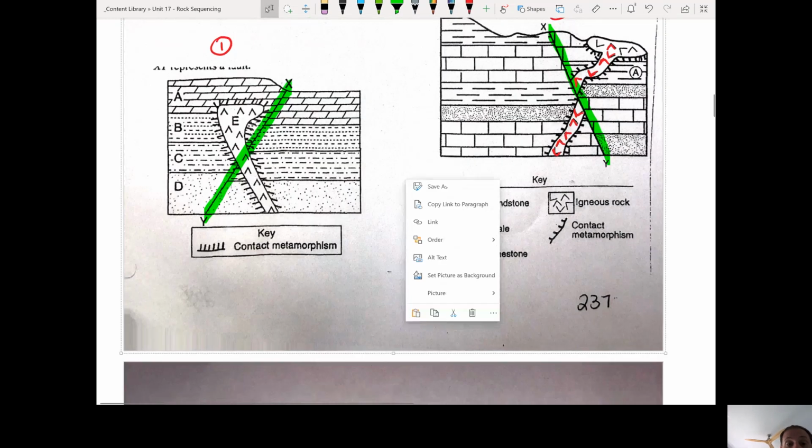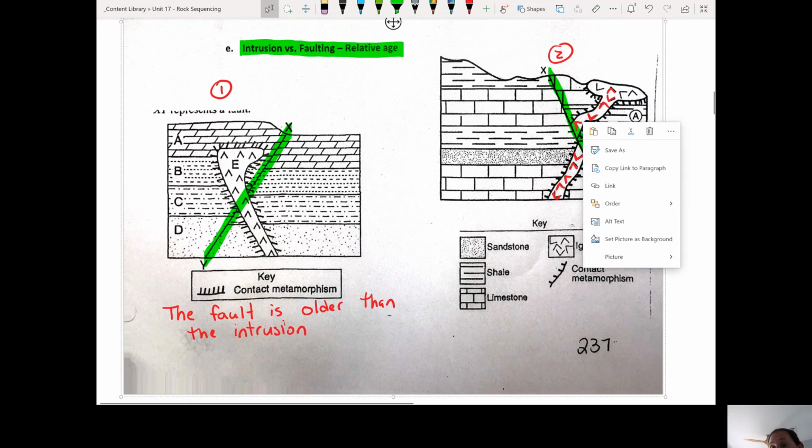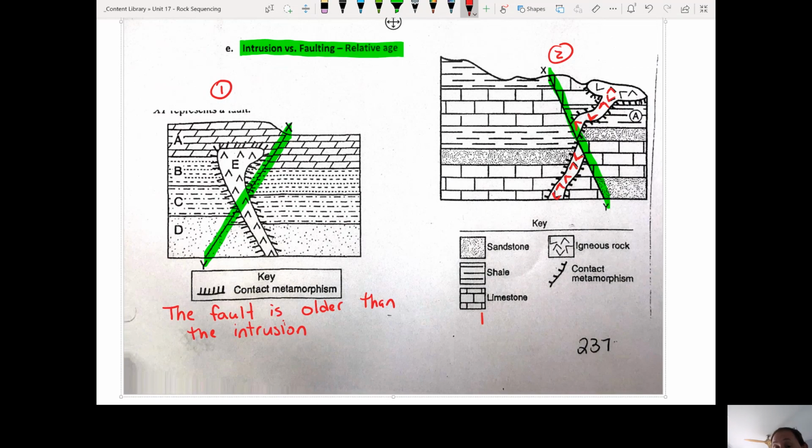So in this scenario, the fault is older than the intrusion, right? Because the intrusion has not been faulted. In this scenario, in diagram 2, it's the opposite. The intrusion is older than the fault. And that's because the intrusion has been faulted.